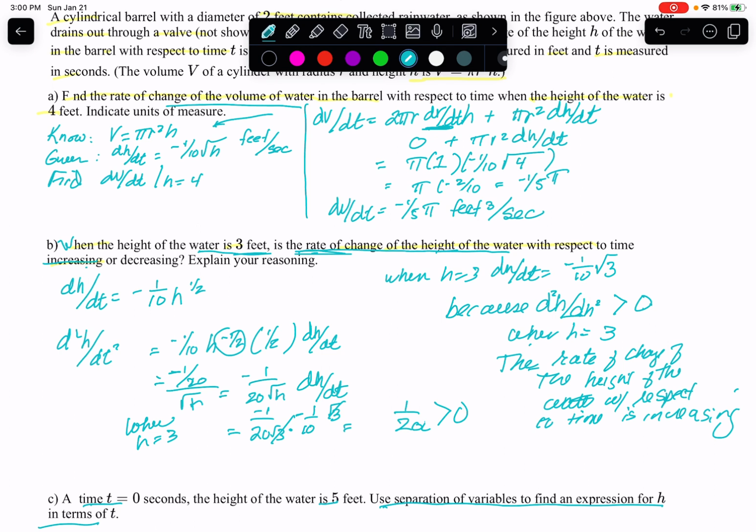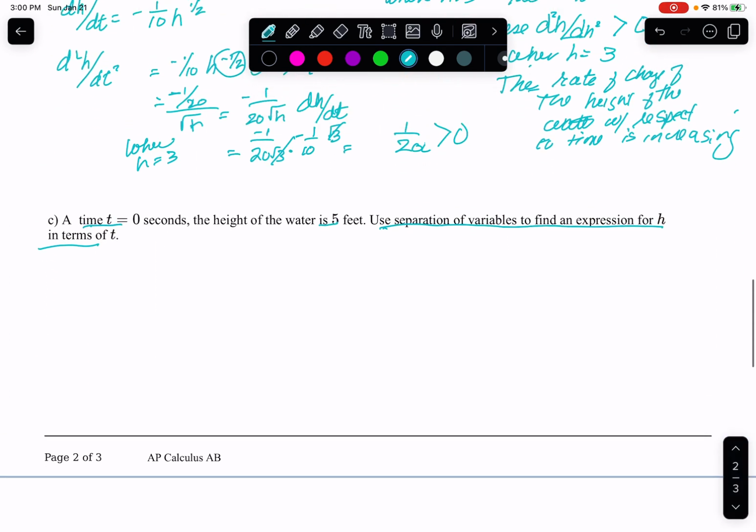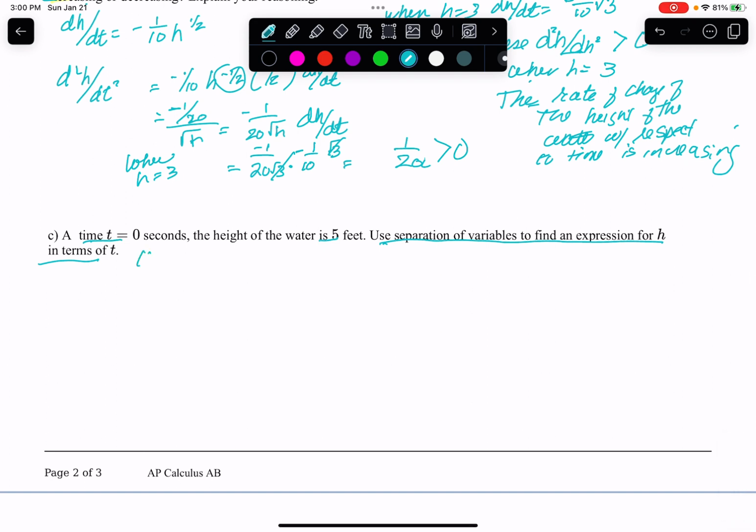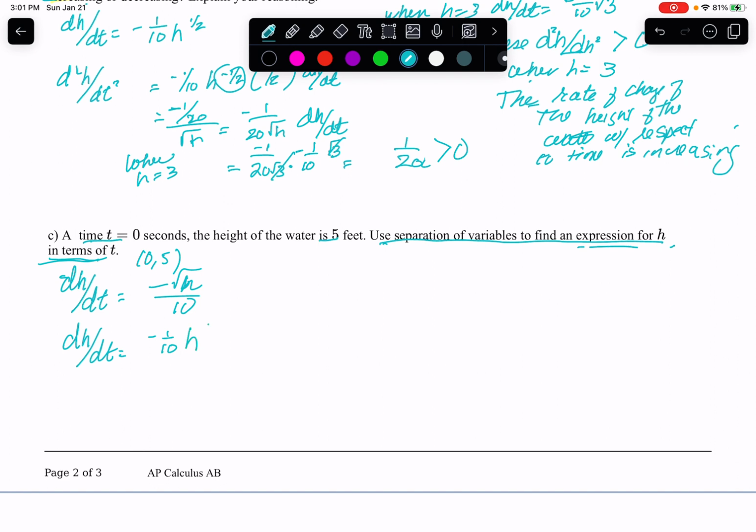All right. So at time t equals 0, the height of the water is 5 feet. So we have 0, 5. Use separation of variables to find an expression for h in terms of t. So this is actually wanting us to find c also, which again is in the next lesson. Not hard. Let's go right to it. We have dH dt is equal to negative square root of h over 10. So let's just say dH dt is negative 1/10 h to the 1/2.